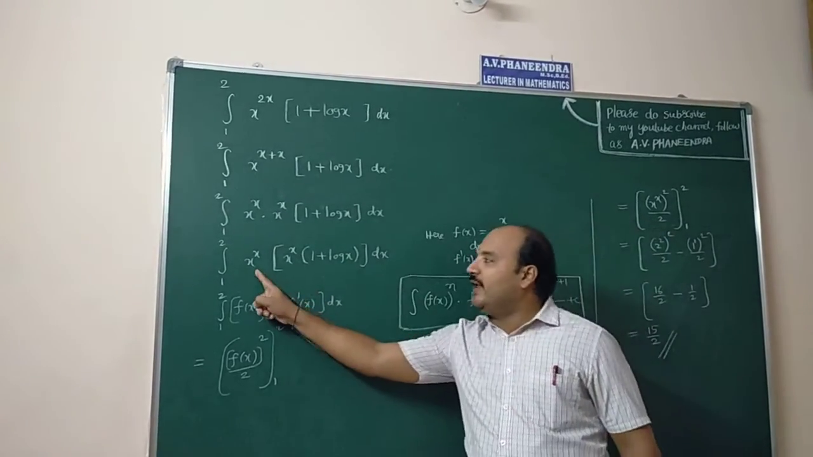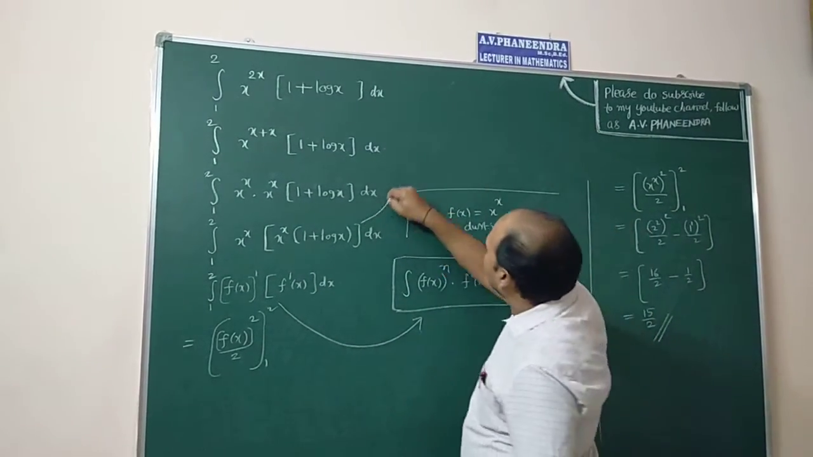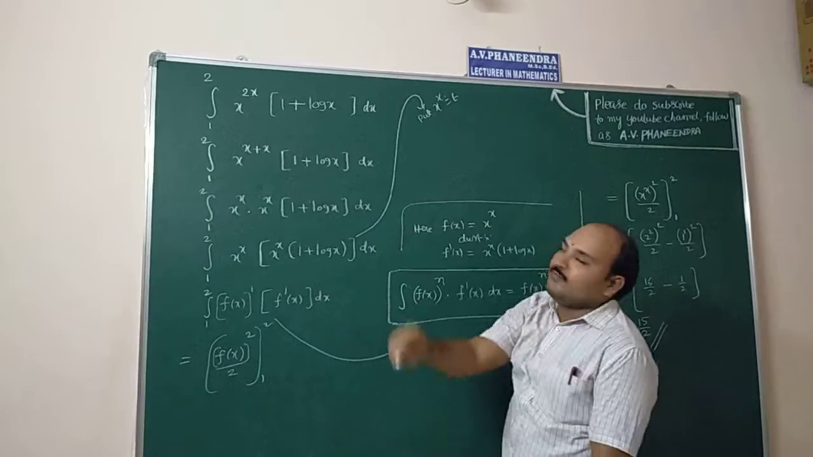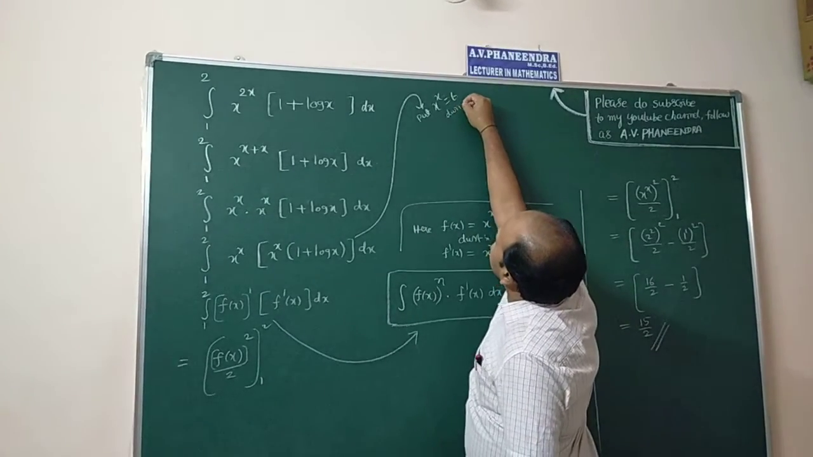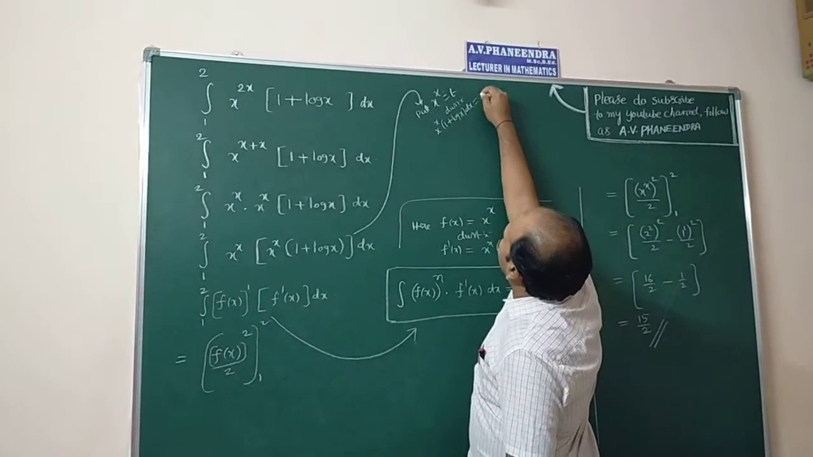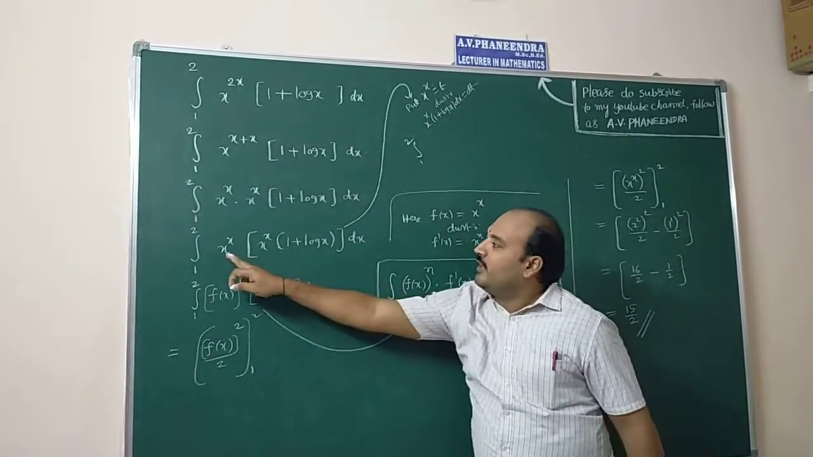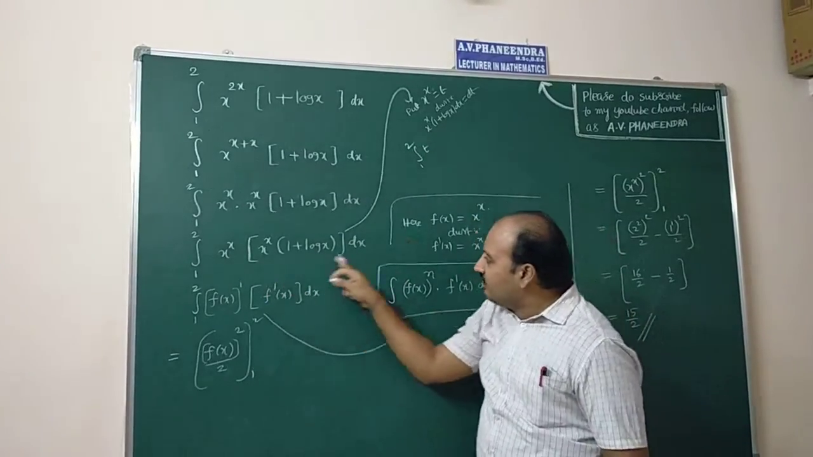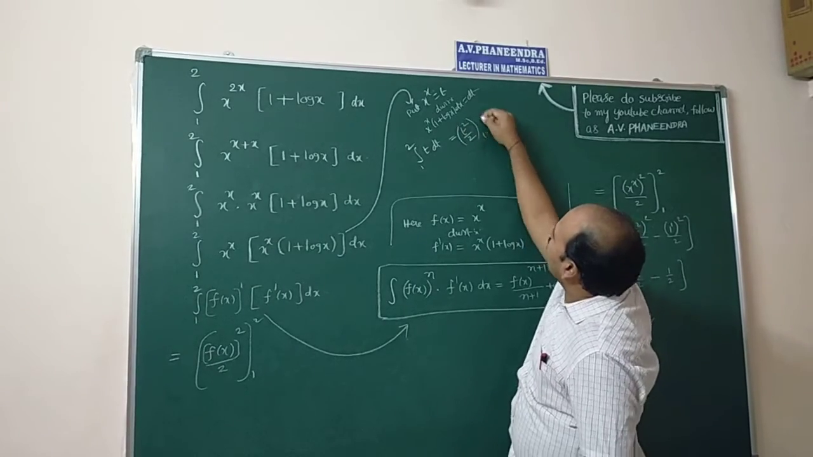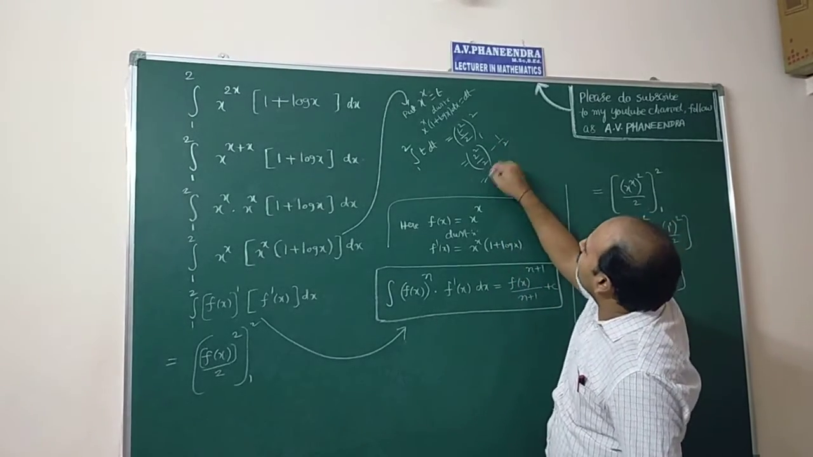And listen students, not only like this, after reaching this step, if we assume x power x is equal to t, this will become dt. Like this also we can do. This is the regular method. From here, x power x is equal to t, put. Differentiate with respect to x: x power x into (1 plus log x) dx is equal to dt. So this becomes integral 1 to 2, x power x is t, the remaining term becomes dt. Integral t dt means t square by 2, applying the limits 1 to 2.